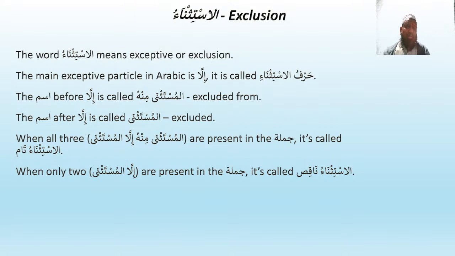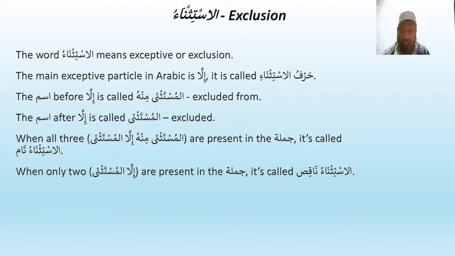Okay, so the word al-istithna means exception or exclusion. The main exception particle in Arabic is illa, and it is called harful istithna. The ism before illa is called al-mustathna minhu, which means excluded from, because we are learning excluding, isn't it? So we're going to exclude from something. The ism or the noun we are excluding from is called al-mustathna minhu. Many of us know the word min, harf jar min, from it. The ism after illa is called al-mustathna.